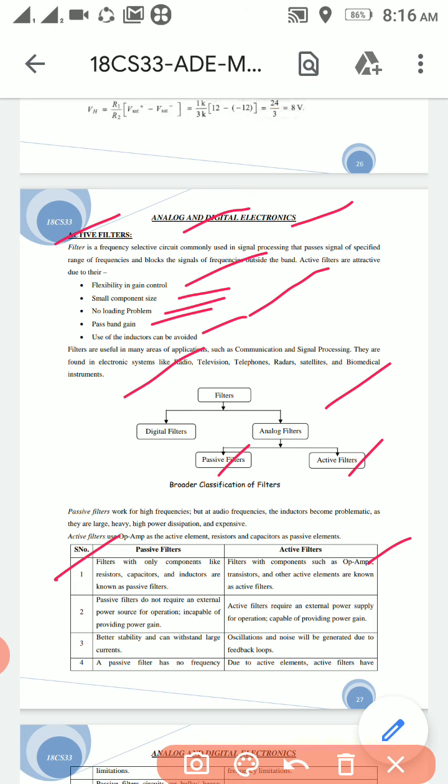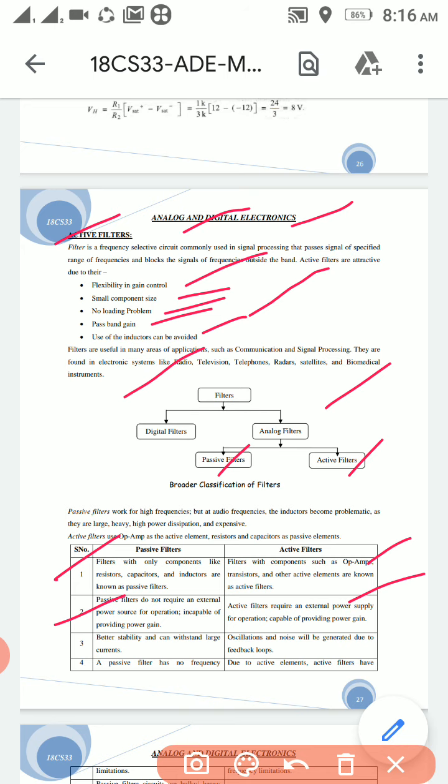Okay. The second difference is that passive filters do not require any external power supply for operation. So it doesn't require any external supply voltage or power supply. But for active filters, there is a requirement of an external power supply for the operation. This is a must.